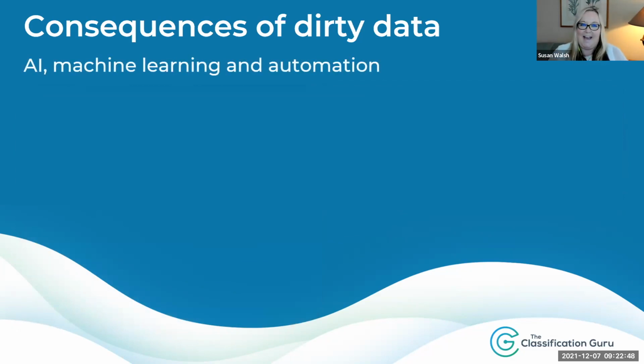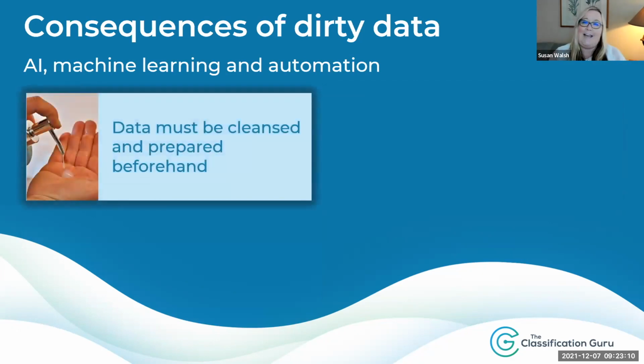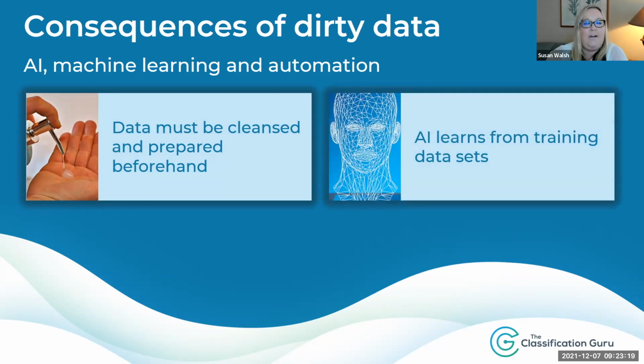And then we come to AI, machine learning, and automation. Now, AI is a great tool, but it really is only as powerful as the data you put in it. It can do amazing things, but if your data's wrong, it's going to learn wrong things for you. So again, you've got to cleanse and prepare that data beforehand, make sure it's clean, so that when machine learning does learn from those training data sets, it's learning the right thing.